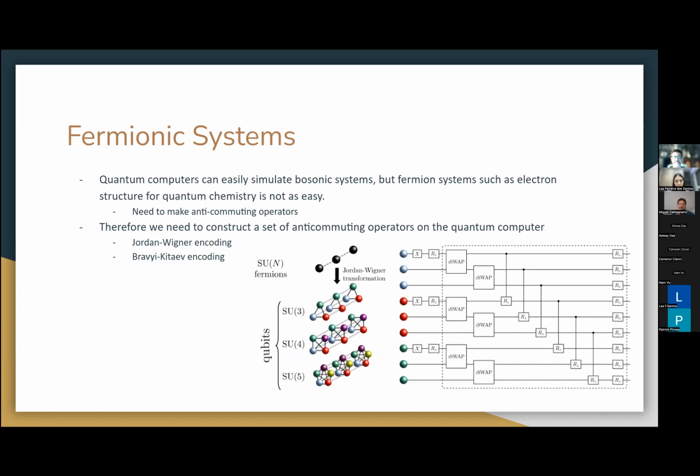Fermionic systems. Usually quantum chemistry applications are all about electron structure. And electrons are fermionic particles, which means that we need to have fermionic commutator algebra, which is actually anti-commutators. Whatever operators we represent A and A dagger as have to be anti-commuting. Normal Pauli gates don't do this, which means that we have to give it a new encoding. The two most popular ones are the Jordan-Wigner encoding and the Bravyi-Kitaev encoding, if I'm pronouncing that right.